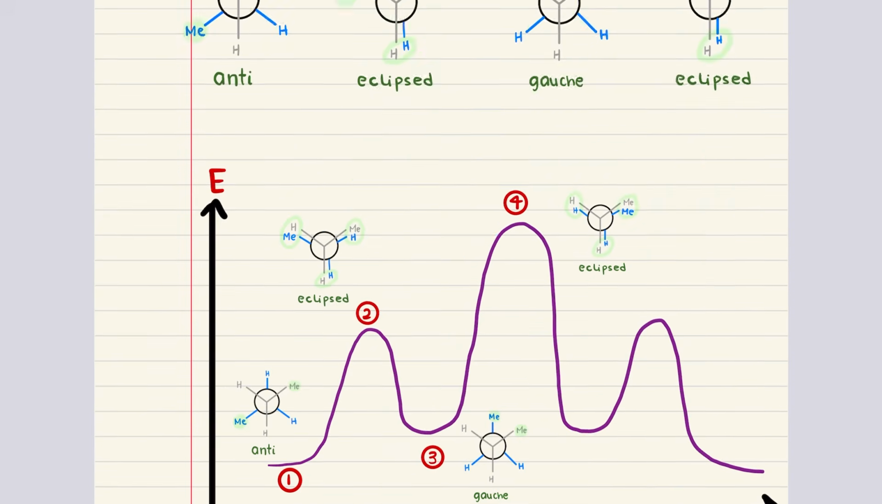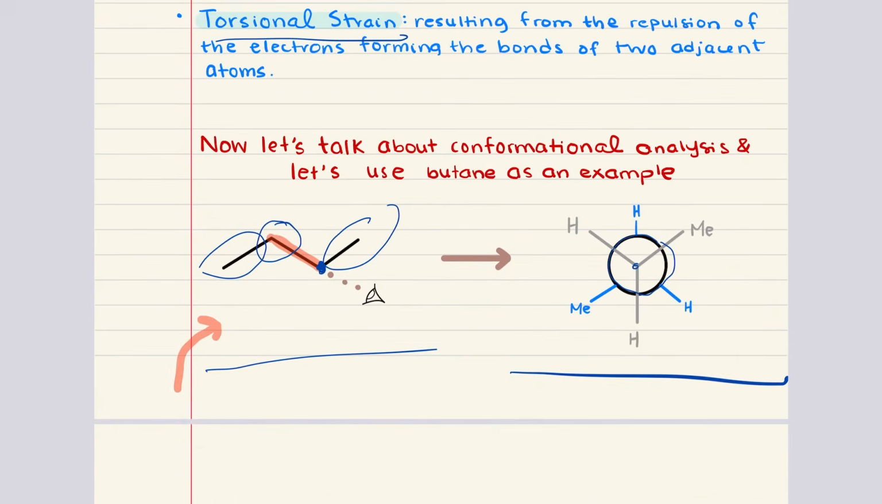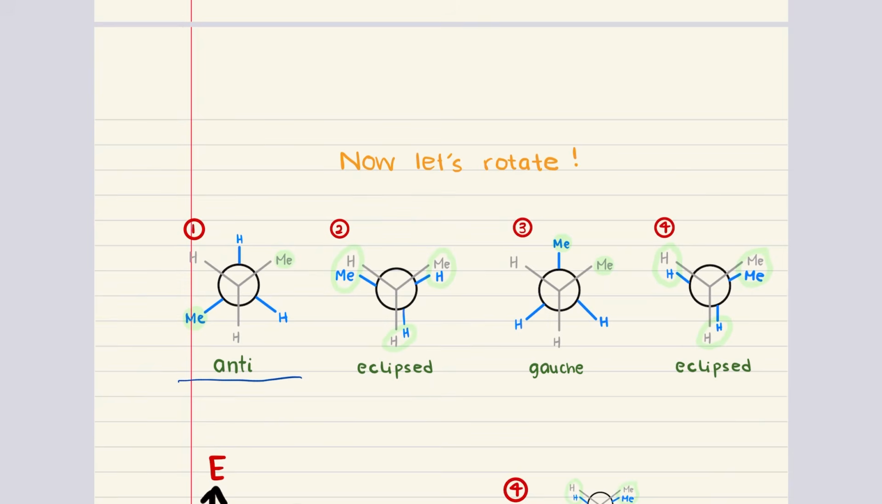Let's go over each. In this first rotation, which is the Newman projection we just drew for butane, looking about this central carbon-carbon axis, we notice that the 2 largest groups, the methyl groups, are positioned opposite each other with a dihedral angle of 180 degrees. This arrangement minimizes both steric and torsional strain, making it the most stable and lowest energy conformation.